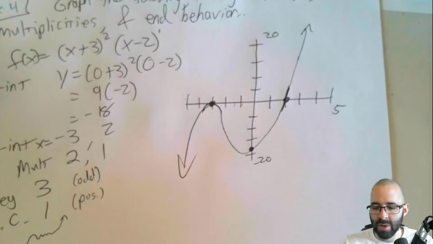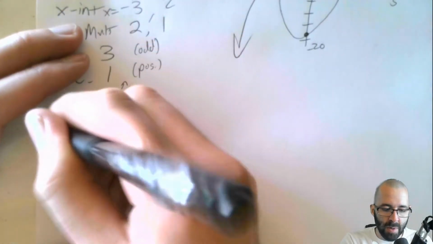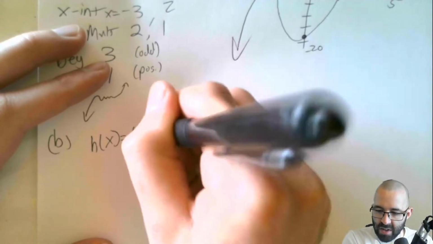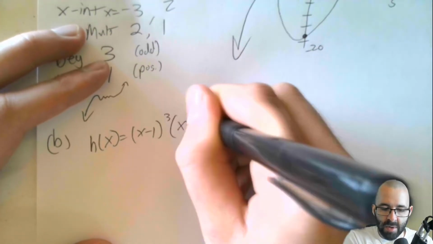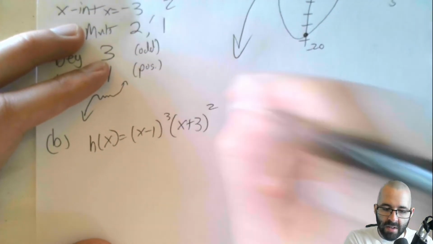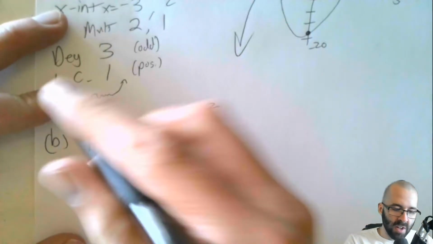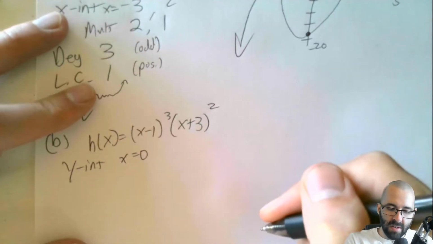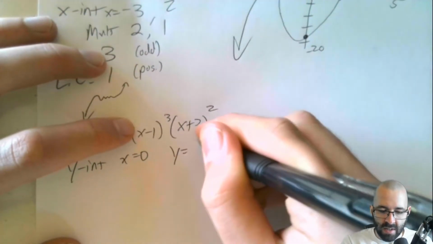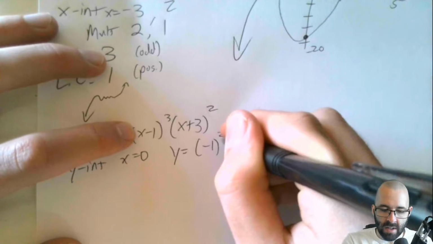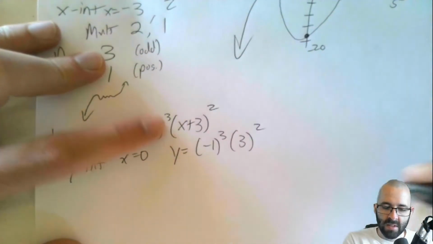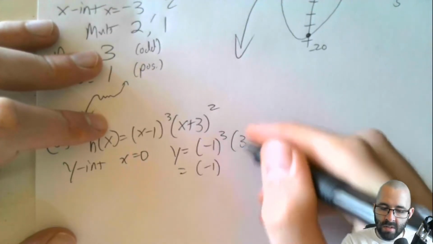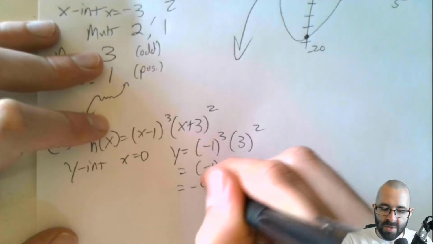We're going to do another one, though. Don't worry. All right, let's do part B. H of x is equal to x minus 1 cubed times x plus 3 squared. So we're just going to go through and find everything again. The y-intercept is when x is equal to 0. That's going to be 0 minus 1 cubed, 0 plus 3 squared. Well, -1 cubed is still -1. 3 squared is 9. Our y-intercept is going to be -9.